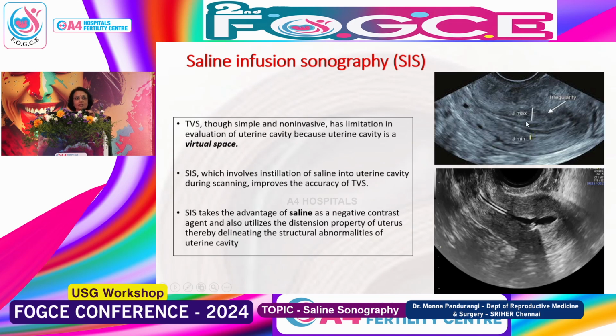We need to understand the layers of the endometrium. This is the basal layer, this is the functional layer, and this central line is actually the cavity wherein the two walls are opposed to each other, and we are seeing it as a white hyperechoic area, which is the central line, which opens up during the saline infusion sonography. So SIS, which is saline infusion sonography, takes the advantage of saline as a negative contrast agent and also utilizes the distension property of the uterus, thereby delineating the structural abnormality of the uterine cavity.